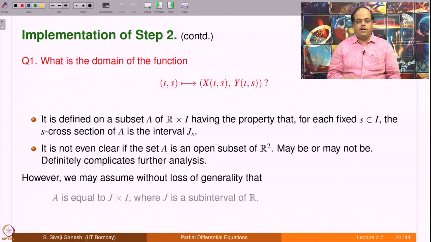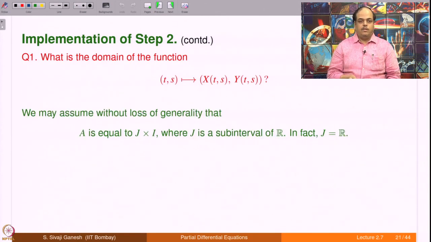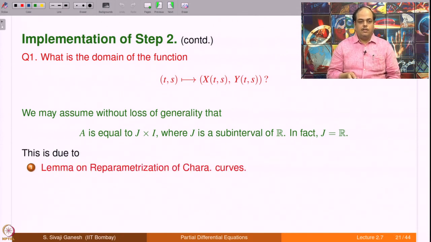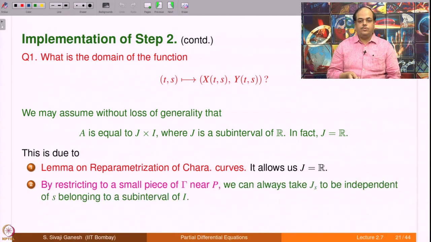However, we may assume without loss of generality that A is equal to J cross I, where J is a subinterval of R. I is where the parameter s is running, and J is where t is running. In fact, we can assume J is equal to R, thanks to our lemma on reparametrization of characteristic curves, or by restricting to a small piece near gamma. You have the point P, and at that point you restrict to a small piece; then J can be chosen independent of s.